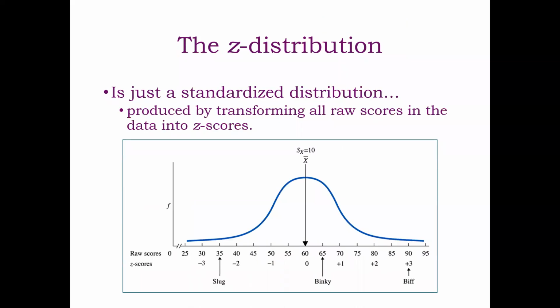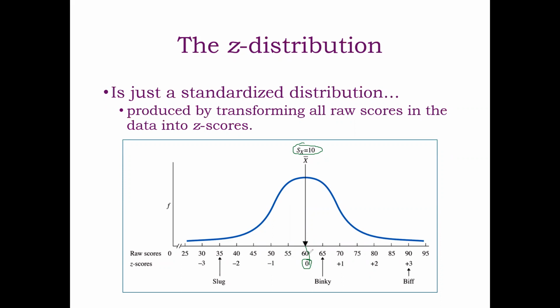All right, moving on to the z distribution. It's a standardized distribution, and it's produced by transforming all the raw scores in the data to z-scores. It's going to have the exact same shape as the raw score distribution. So if we look at this, we have a standard deviation of 10, and the mean is 60. The mean is always a z of 0, the mean of a z distribution.